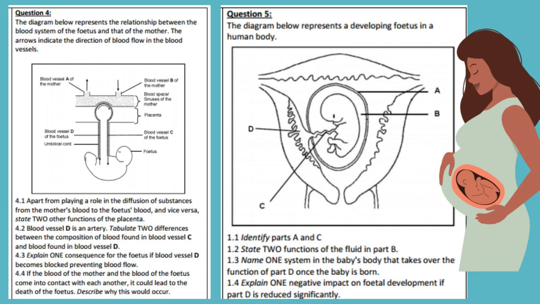Question 5. The diagram below represents a developing fetus in a human body. 5.1 Identify parts A and C. 5.2 State 2 functions of the fluid in part B. 5.3 Name one system in the baby's body that takes over the function of part D once the baby is born. 5.4 Explain one negative impact on fetal development if part D is reduced significantly.